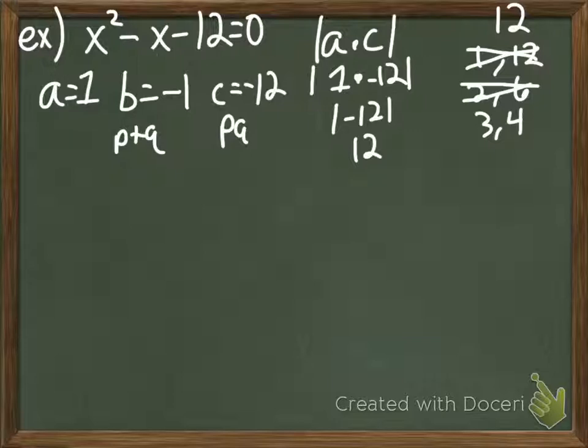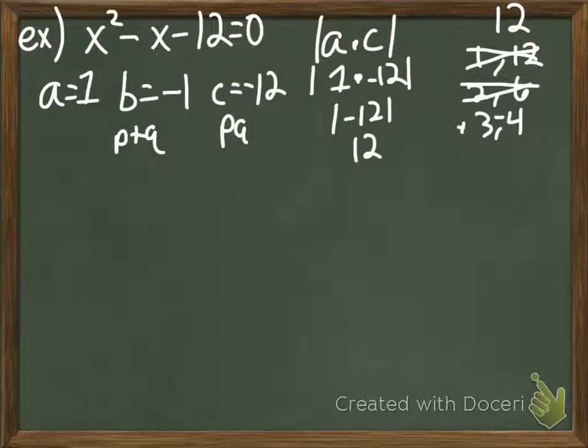Well, that only works if I have a +3 and a -4, because we know that +3 minus 4 equals -1. So I know I'm going to have a +3 and a -4 as my P and Q, and I need to double check, is this together -12? And it is.